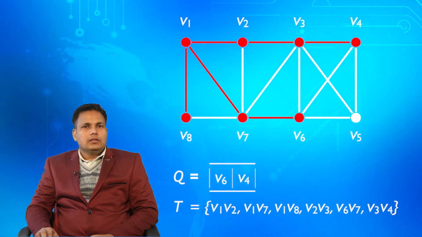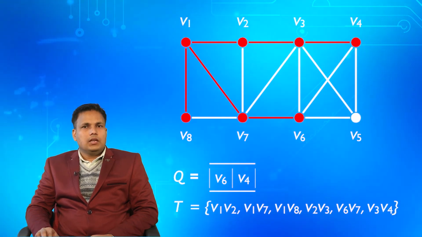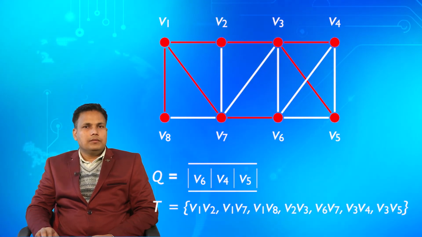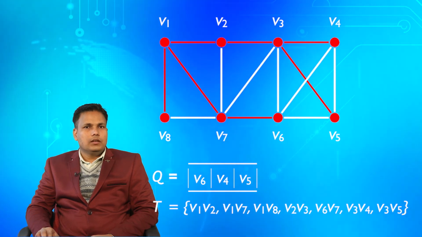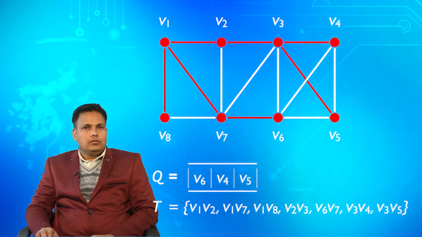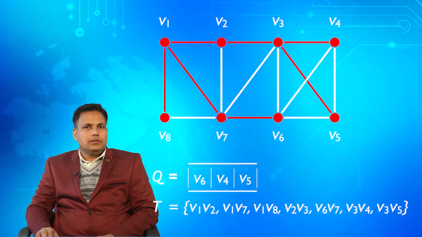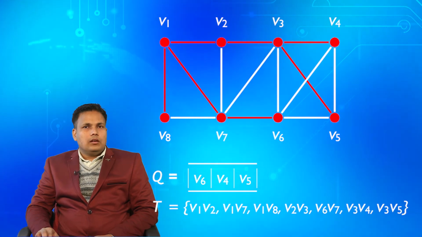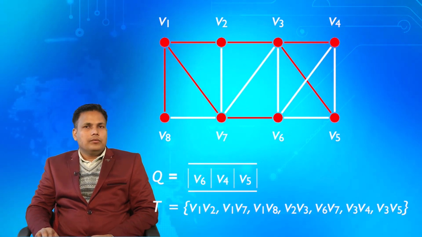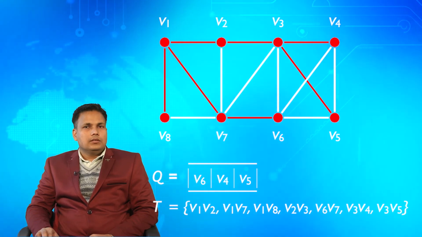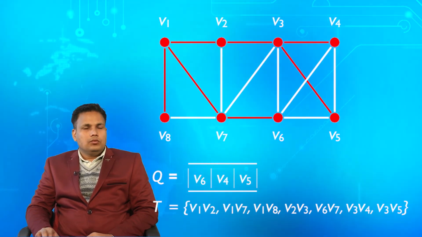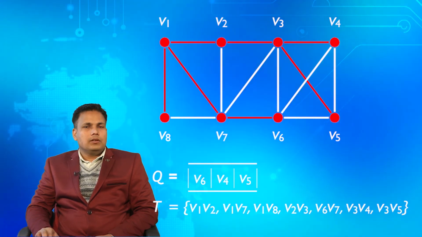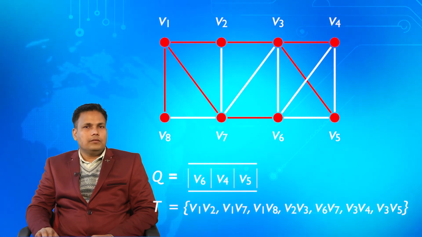And then we visit the neighbor V5 of V3. So V5 is visited, V5 is marked as visited, V5 is then appended to Q, and the edge V3, V5 is added to T. Now there are no more unvisited neighbors of V3. So we go back to Q and check whether it is empty or not. So you can see that Q contains the vertices V6, V4 and V5.